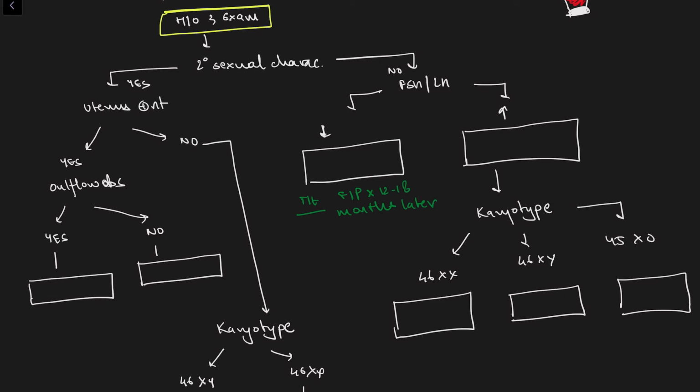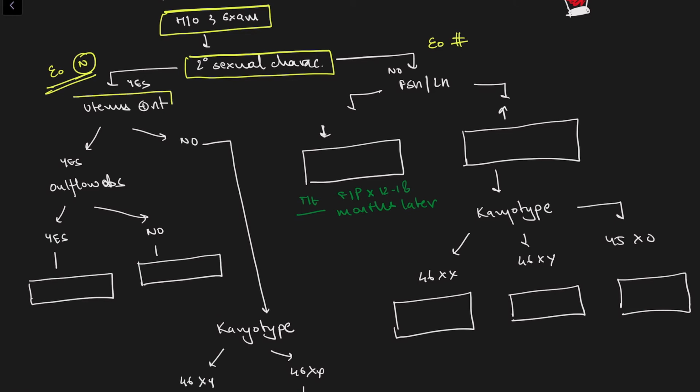Then what do we need to do? We need to take proper history, conduct a physical examination, and then we see whether the secondary sexual characteristics are present or absent. As we discussed, if it is present, this means estrogen is normal. If it is absent, this means there is some problem with the estrogen. So if secondary sexual characteristics are present, like estrogen is normal, we look at the uterus.